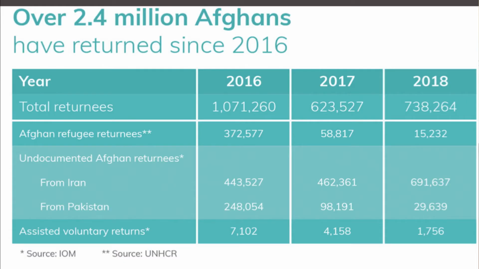If we look specifically just from 2016 now, around 2.4 million Afghans have returned to Afghanistan just since 2016. Here you can also see the differences in the returnees from Iran and Pakistan, and those who came through assisted voluntary return programs through IOM and others, but especially the return of undocumented Afghan returnees from Iran and Pakistan really make up the majority of returnees during 2016, 2017, and 2018.